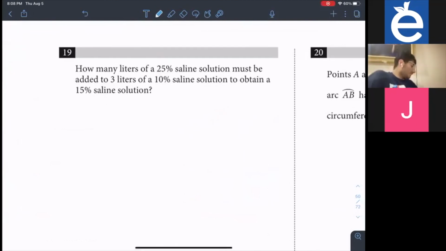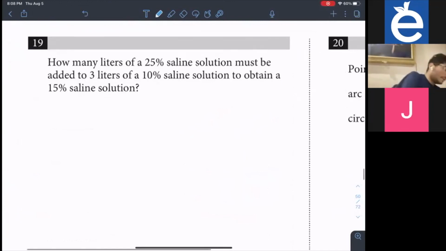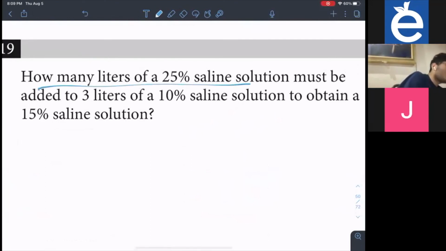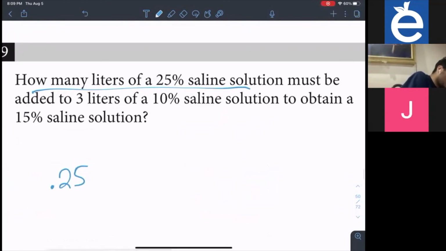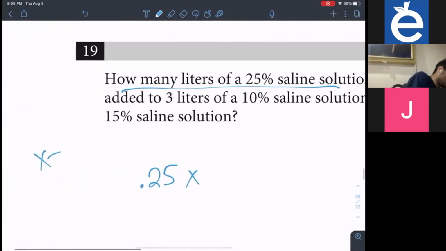So this was a very confusing problem, but I'll show you a way to solve it. For question 19, how many liters of a 25% saline solution must be added to 3 liters of a 10% saline solution to obtain a 15% saline solution? Since it's in percentage form, we have to convert it into decimals. They're asking how many liters of 25% saline solution, so it would be 0.25, because that's the decimal conversion. And then X could be liters.